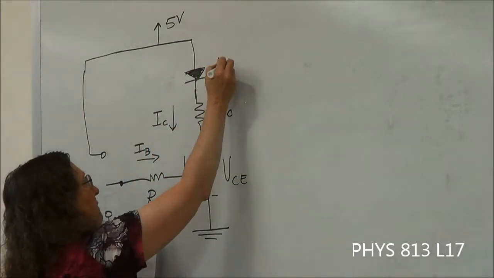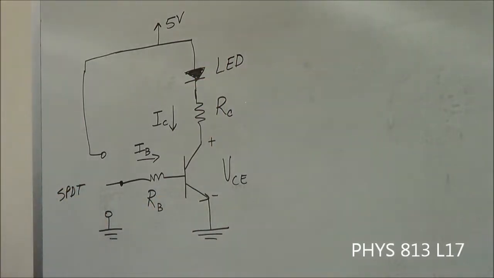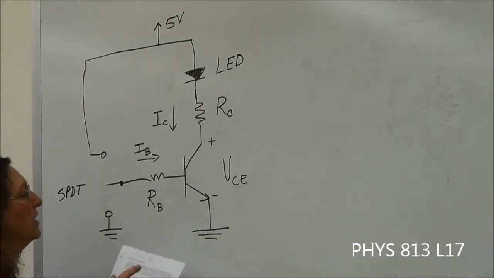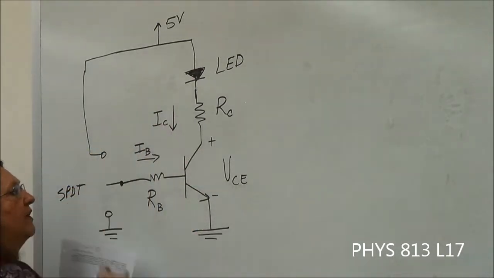Here's the LED. Now, for the little light, the LED that you used in a previous lesson, you found that it turned on around 2 volts. So it says we're going to assume that the voltage across that is 2 volts, and we're going to calculate the voltage across the resistor. So we're going to start from here and go up to our 5 volts.